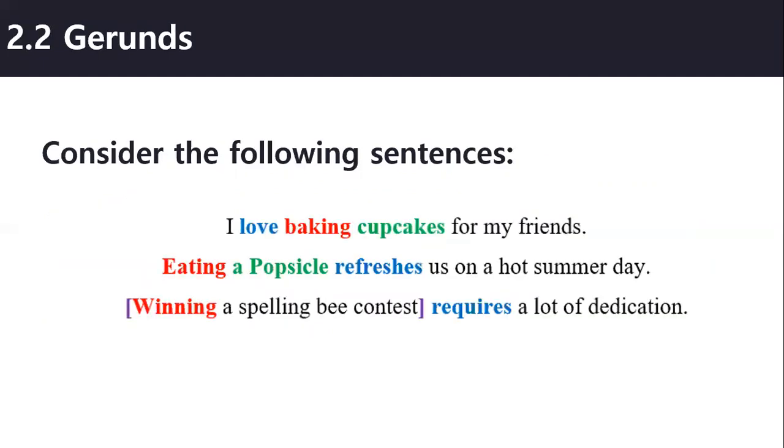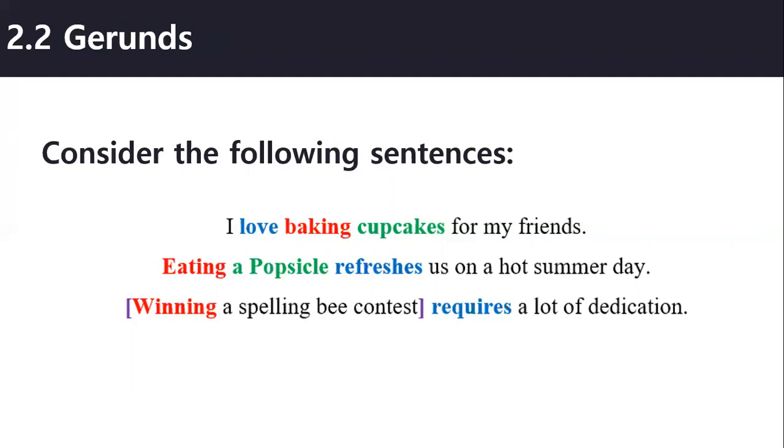The second case is for gerunds. We have the following sentences. I love baking cupcakes for my friends. Eating a popsicle refreshes us on a hot summer day. Winning a spelling bee contest requires a lot of dedication. Notice in the first sentence that "baking" is the object of "love," like a noun.